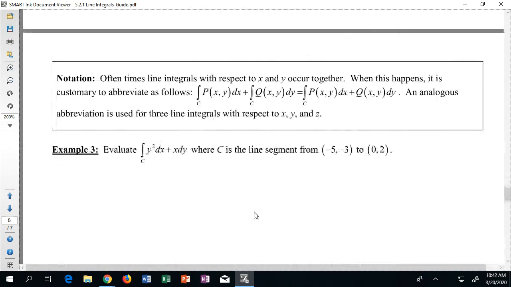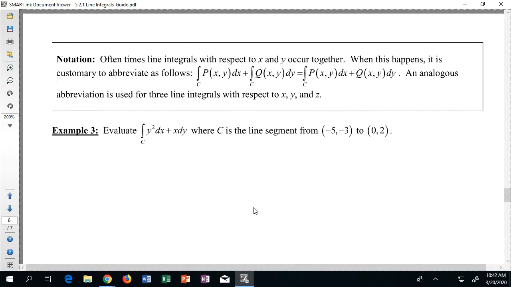So what I want to take a look at here is just a little bit of notation and then an example to help illustrate the point that we're dealing with here. So here's the notation. Oftentimes, line integrals with respect to x and with respect to y will occur together. This will happen all the time for us. And when this happens, it's very customary to abbreviate the following.